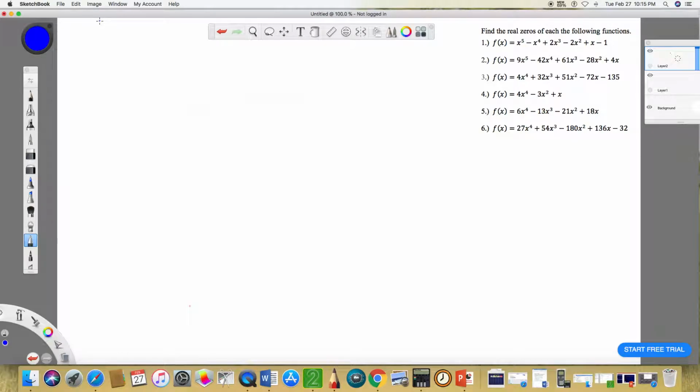Let's take a look here at problem number 5. We're given a polynomial function of degree 4, and we're asked to find the zeros. So the first thing we look to see is if there's any greatest common factor among all the terms, and there is. We can see that an x is common everywhere, and nope, that's it. All right, so let's factor out that x.